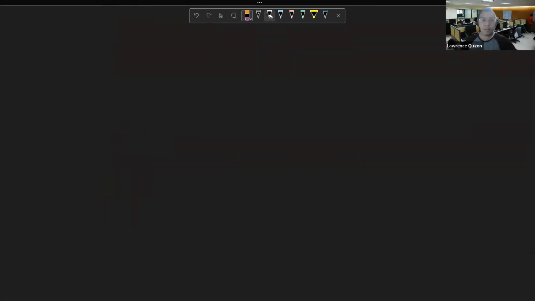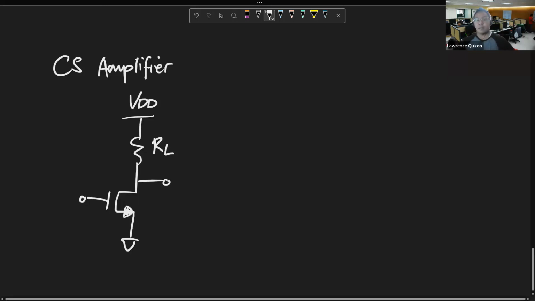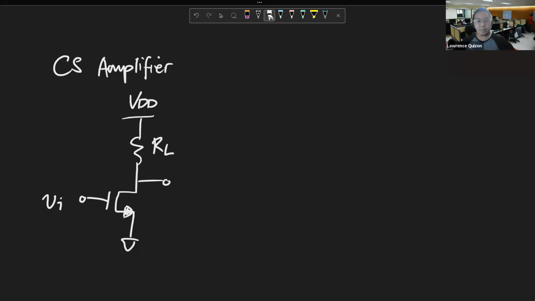Last part, MOSFET. There's only one thing we'll discuss on the MOSFET, the CS amplifier. So, you have VDD, RL, and we have the NMOS. All right? So, we have V in and V out.